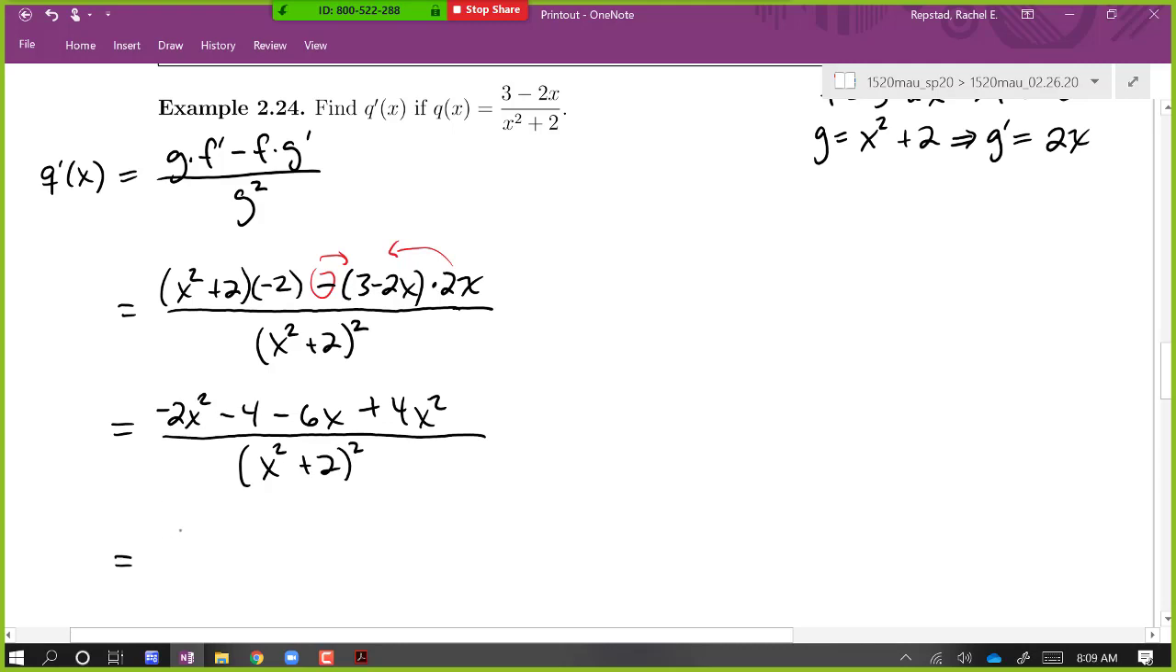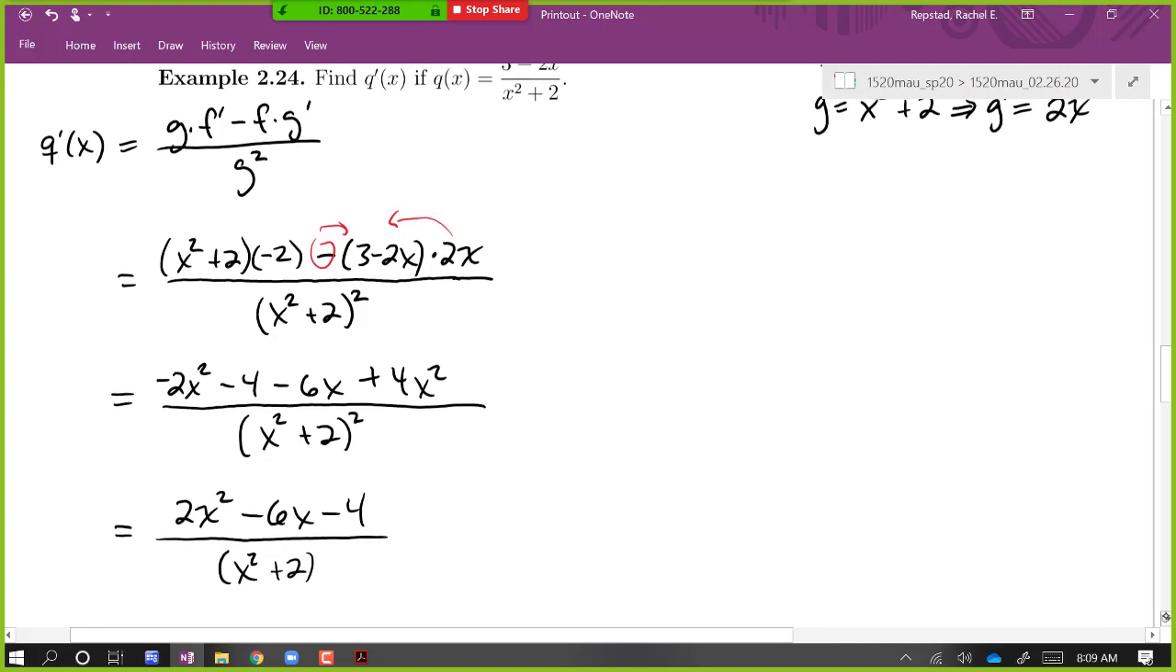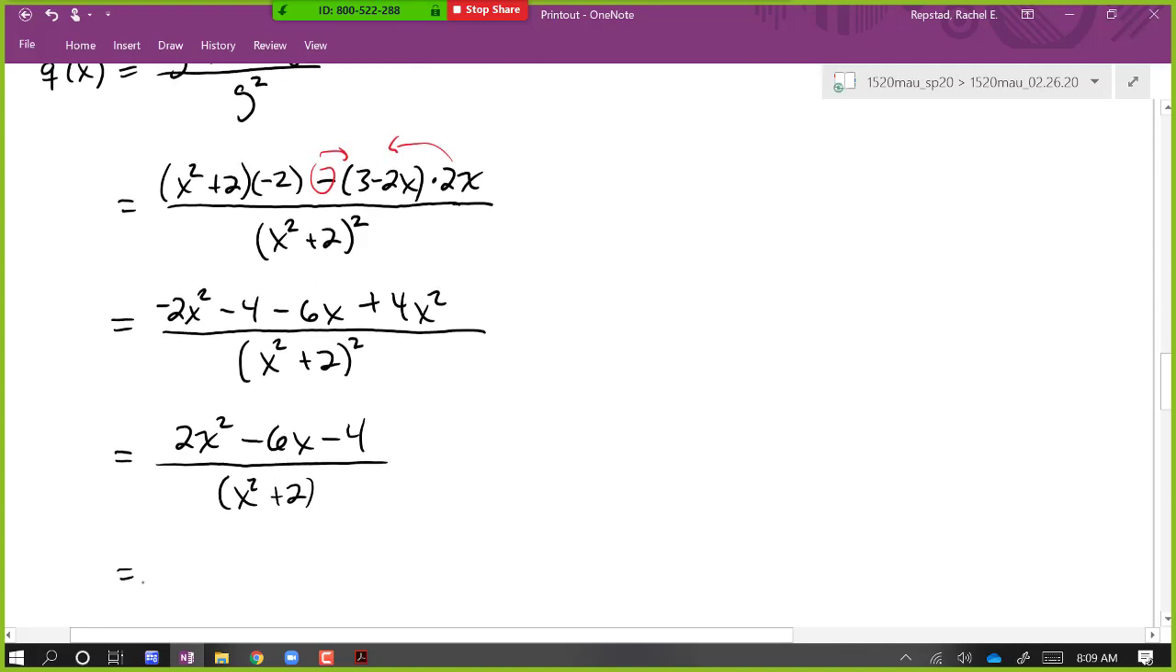So if we simplify up top, combining like terms, we have positive 2x squared minus 6x minus 4. And then, I often see if I can factor, that can lead to insight into the behavior of a function. We could take out a 2, but I don't think that will factor further. So, whoops, I dropped the square here: x squared plus 2, squared, on the bottom. So I think that's as far as this can go.